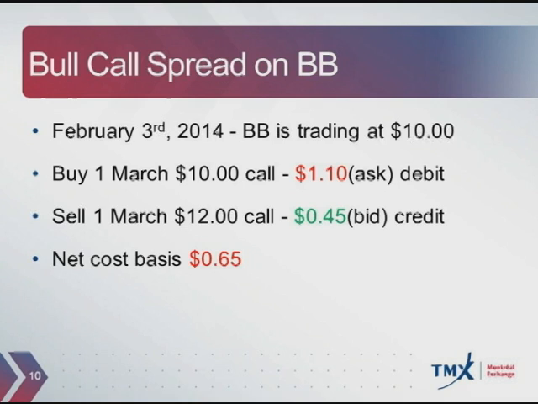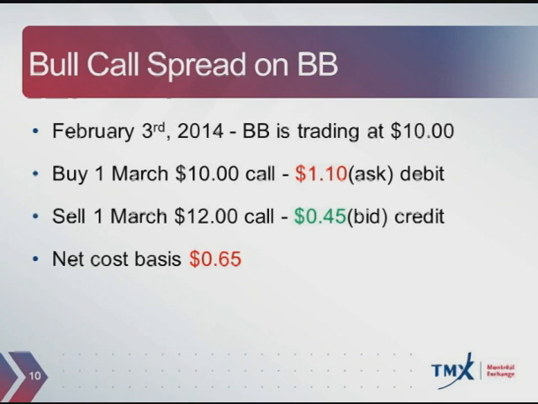Blackberry, while it's not an expensive stock, from the perspective of its implied volatility is pretty pricey because it's a very, very active and unpredictable stock. So we could go out and buy one March call option and pay $1.10. That was the asking price at the time, and that would be a debit to our account. So that $1.10 per share, or $110 per contract, would come out of our account.